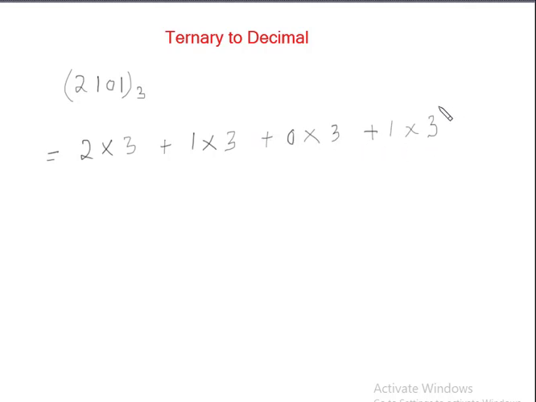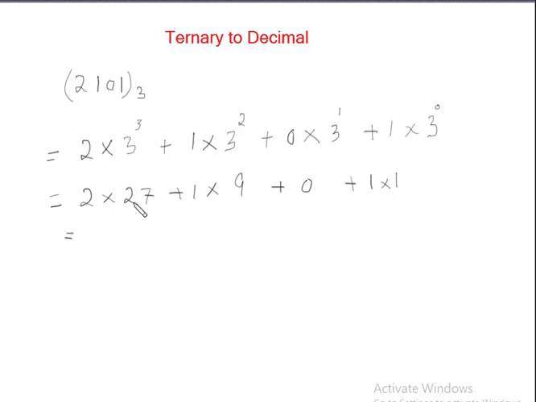What I mean by this is 3 raised to the power 0, 3 raised to the power 1, 3 raised to the power 2, 3 raised to the power 3. Now we have to simplify it. So 2 and 2, 3 3s are 9, 9 3s are 27, plus 1 and 2, 9. It will turn out to be 0, plus 1 and 2, 1.